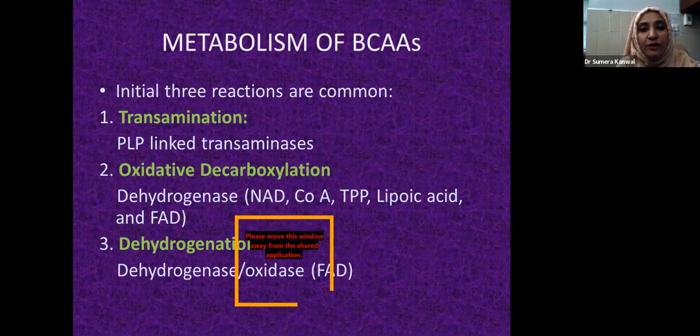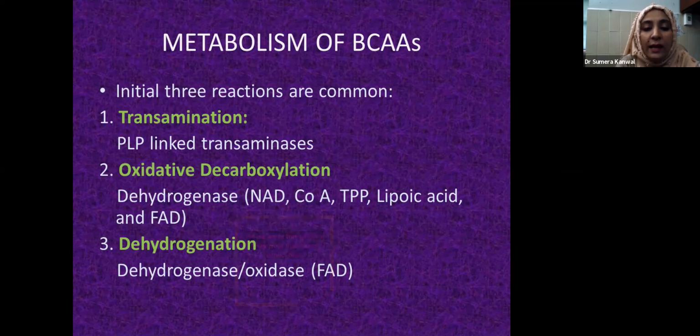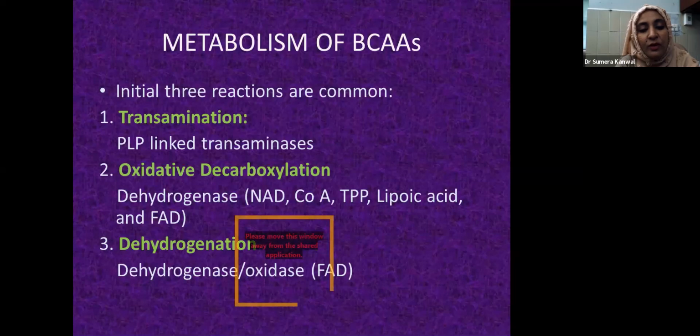The step 2 dehydrogenase is involved in oxidation as well as in decarboxylation, the removal of carbon dioxide. But the third step dehydrogenase enzymes are involved only in oxidation, not decarboxylation. So these are also called oxidases, which are linked with FAD only, not with lipoic acid or any other cofactor.